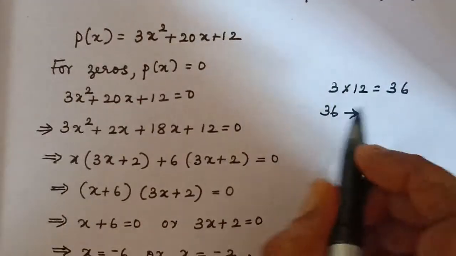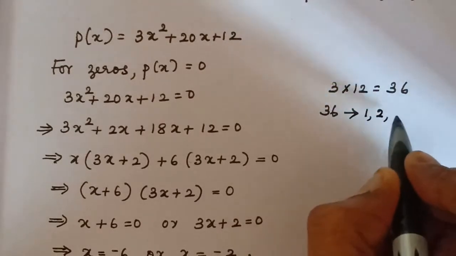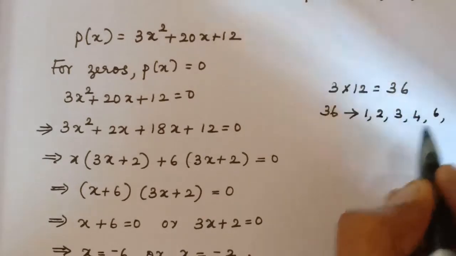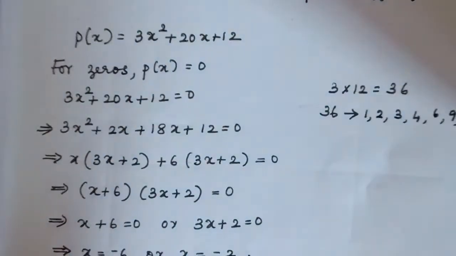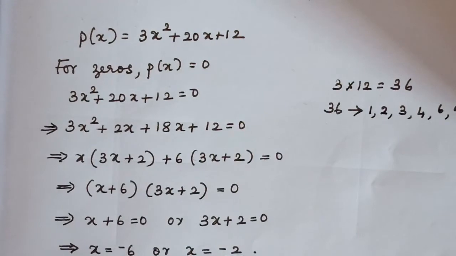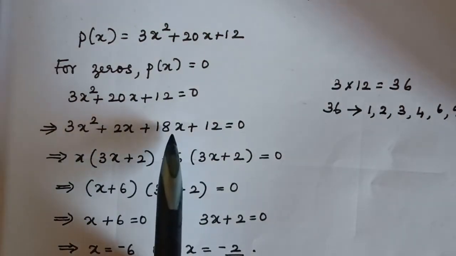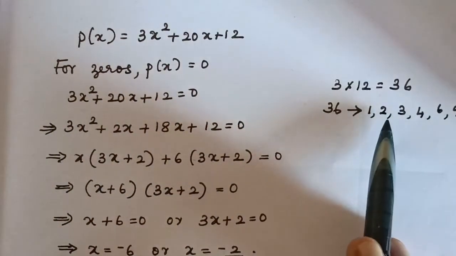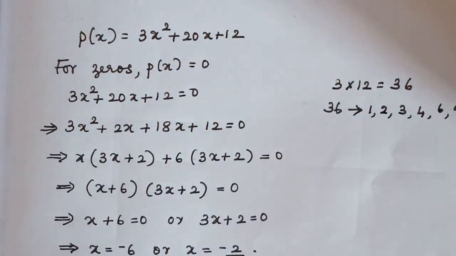The factors are 1, 2, 3, 4, 6, then 9, then 12, then 18, then 36. Now we can see that using 2 and 18 we can split the middle term. That is, using the factors 2 and 18 we can split the middle term.